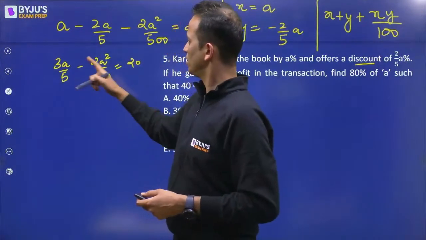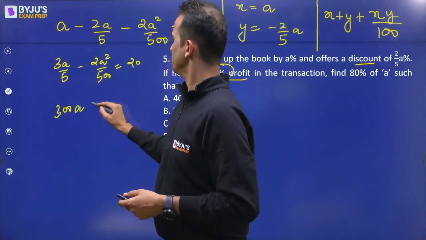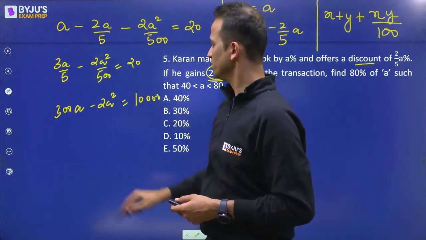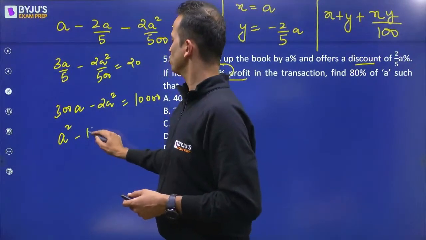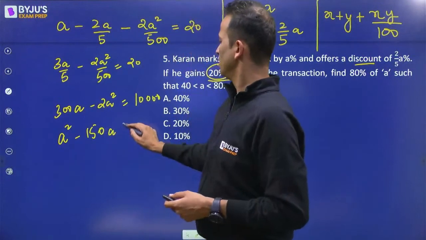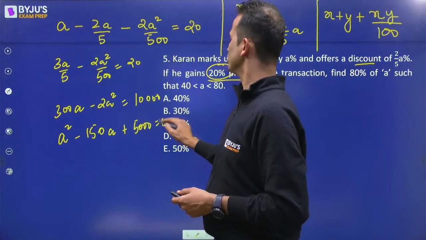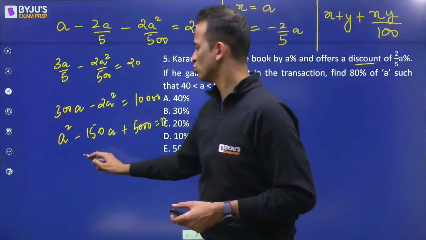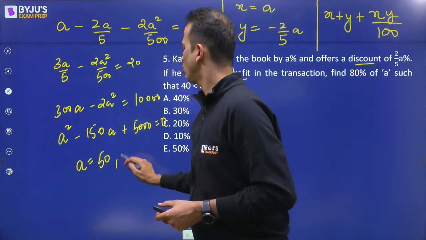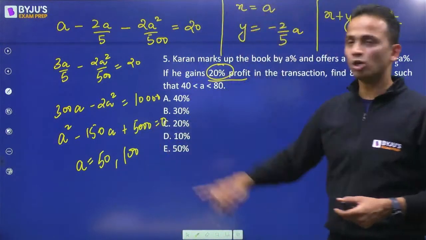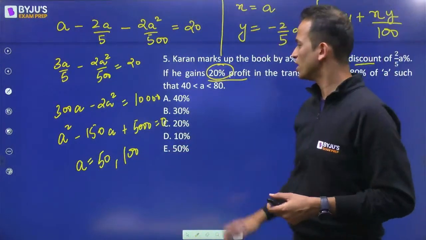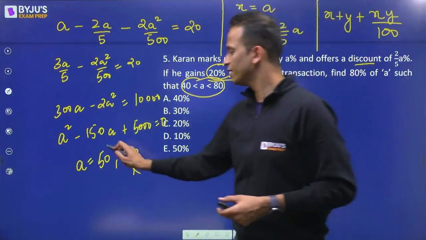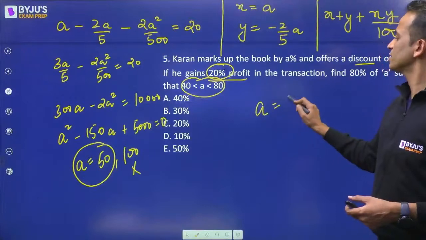So 300a minus 2a square is equal to 10,000. So a square minus 150a plus 5,000 equal to 0. Upon simplifying, minus 100 minus 50, that will give me 5,000. Okay, so the value of a is 50 or 100, right? So upon solving this quadratic, I've got two values of a, 50 or 100. Since they are saying that a is between 40 and 80, this value of a is rejected and the final value of a is 50.